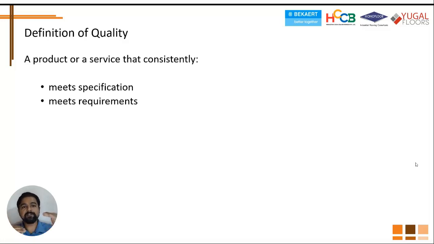We may have captured some elements in specifications, but there are some things beyond that, which are requirements from the actual usage. The third one is, of course, it has to meet the customer expectation as well. There are some elements which are not directly requirements, say for example, aesthetics. These are related to customers' expectations more than just specifications or requirements.